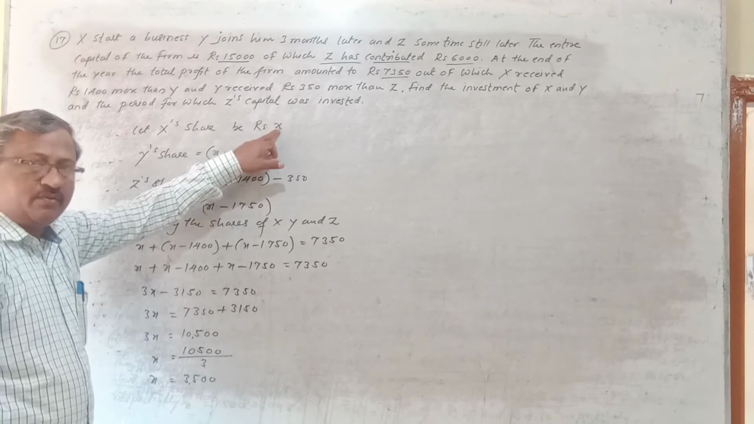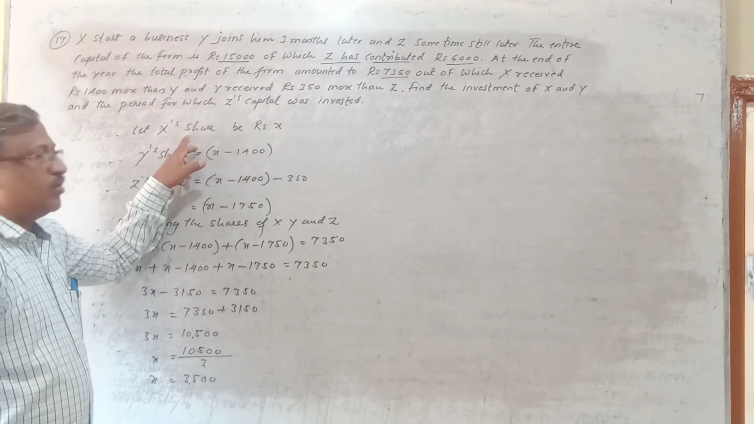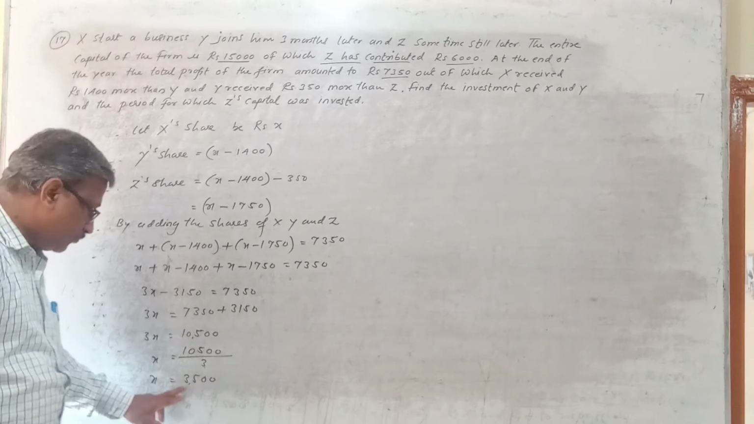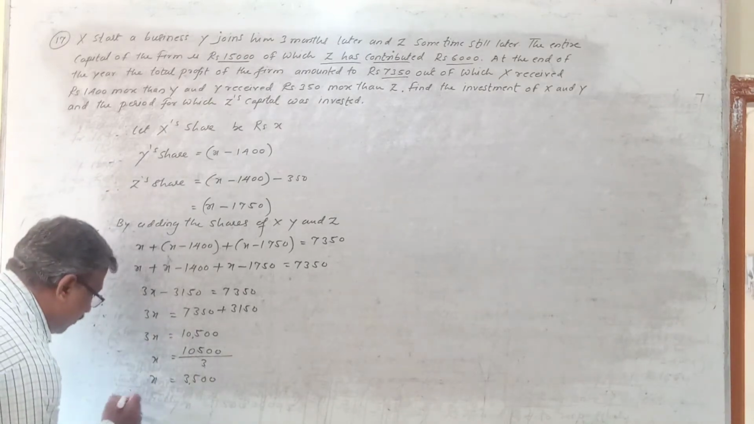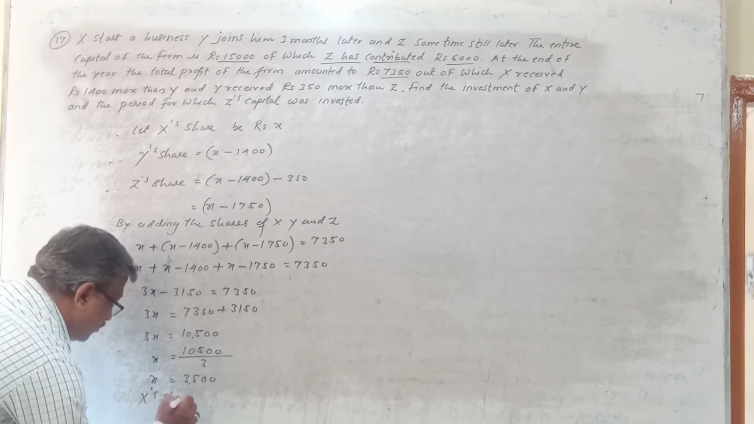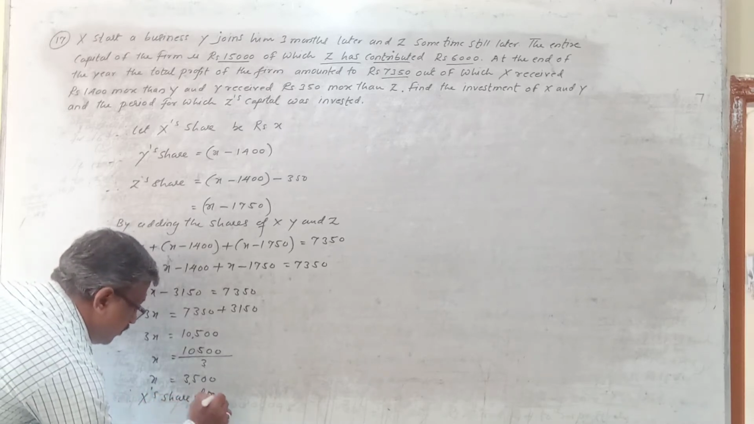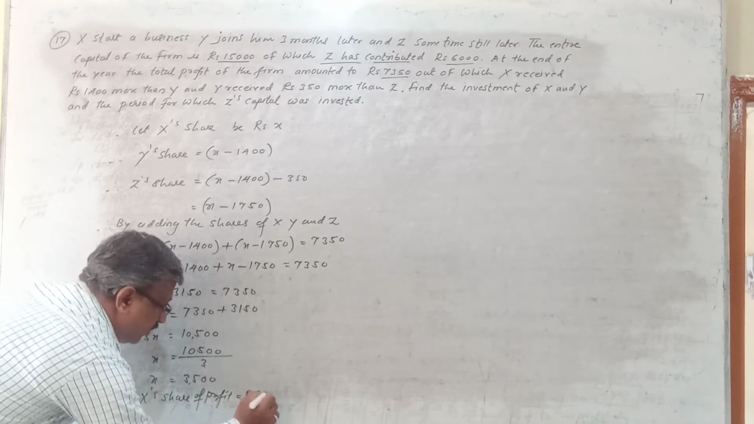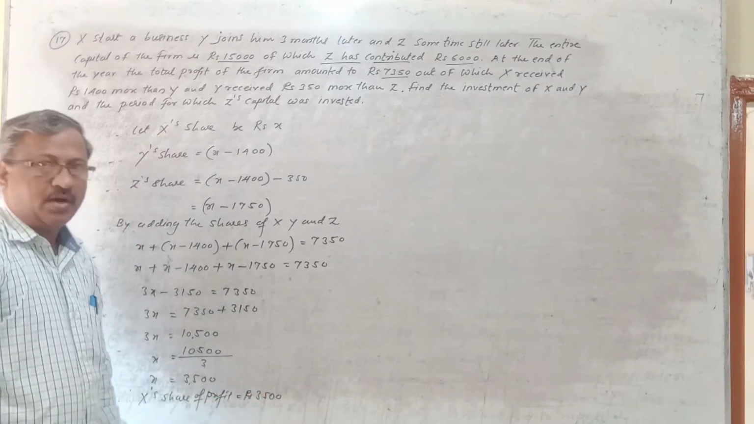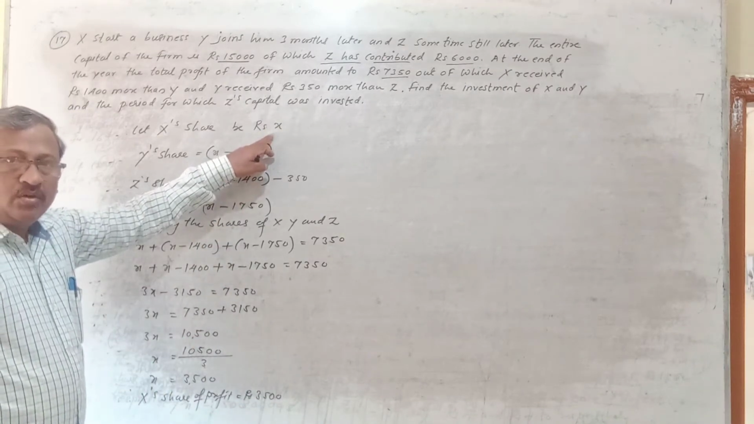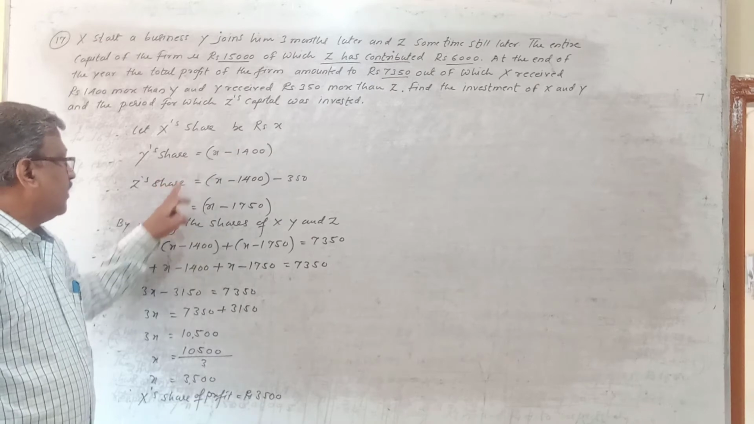And what have we assumed x to be? We have assumed x as the share. So x's share is 3,500. Below this you can write, therefore x's share of profit is equal to rupees 3,500. Now x's share is known, right? So we can easily find y and z's share.